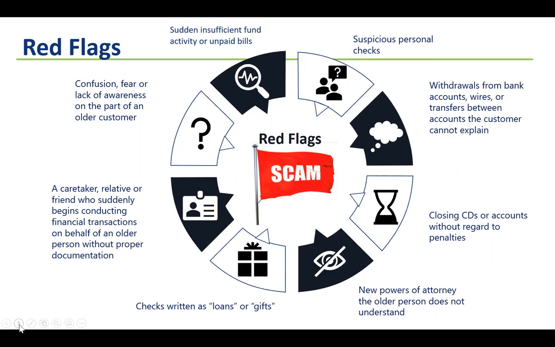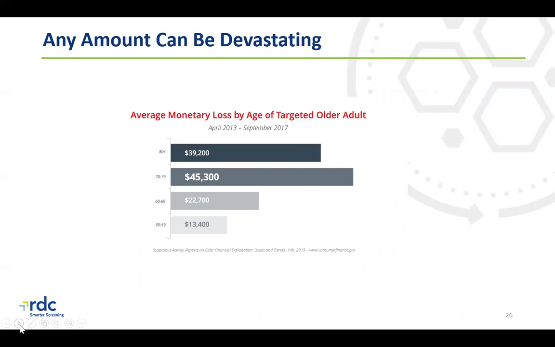Red flags could really be anything from insufficient funds, unpaid bills, unusual movement of money between accounts, cashing out accounts without regard for penalty, new powers of attorney, a stranger or caregiver helping conduct transactions. These are all some of the red flags that can be looked out for, both through automated ways, but also from a very local, personal, one-to-one interaction and really getting to know your customers. The result, bringing this back to the more human side, is that any amount an elderly person loses can be devastating. Losses can leave the elderly completely destitute.